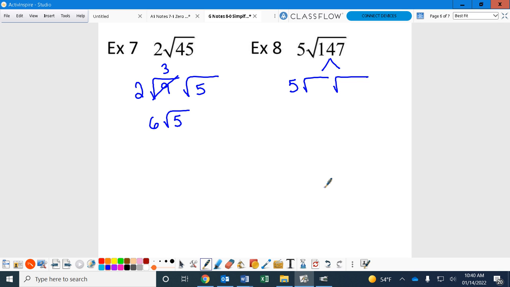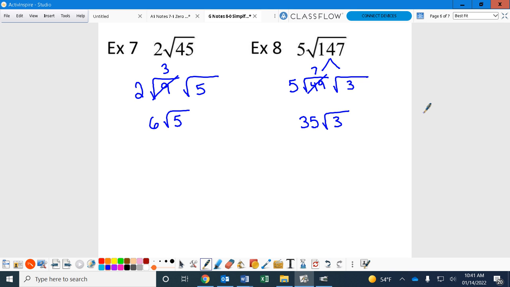Does anybody know what it is yet? 49 and 3. It took me taking my calculator; I just don't think about the multiples of 49. It wasn't going there. So, square root of 49 is what? 7. So 5 times 7 is going to put us at 35. And then the radical 3. Square root of 3, however you want to say it.